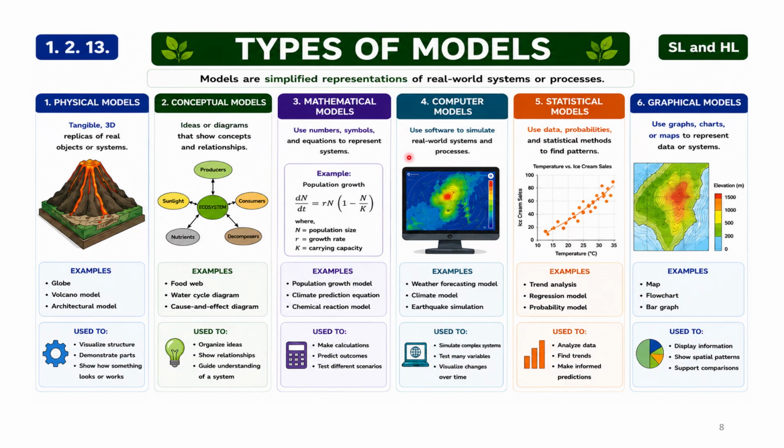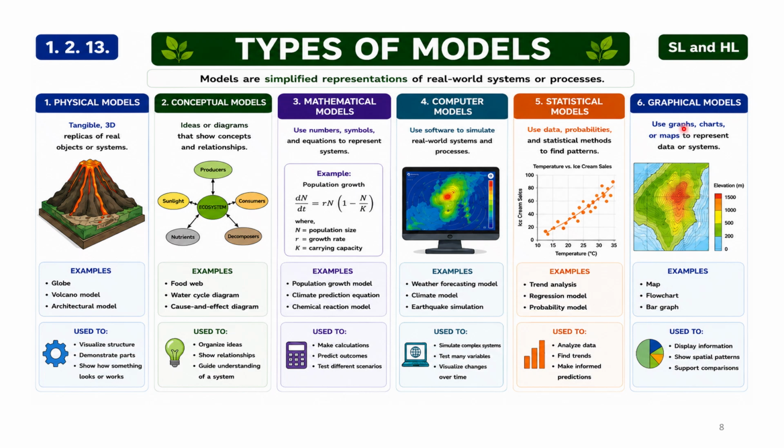Fourth, computer models use software to simulate complex environmental systems. Climate and weather forecasting models can test multiple scenarios and predict future conditions. Fifth, statistical models analyze data to identify patterns and relationships. For example, regression analysis may reveal how temperature influences ice cream sales or how rainfall affects crop production.